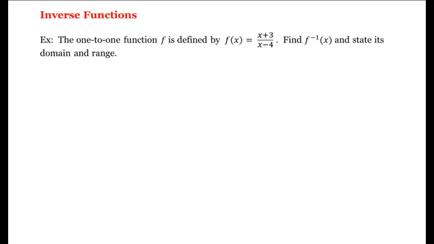Let's look at inverse functions. For example, let's find the inverse of this one-to-one function f, and then we'll state its domain and range. The first thing we do when we're finding an inverse of a function is, in the definition of that function, we replace f of x by y. In other words, we have y is equal to (x + 3) divided by (x - 4).